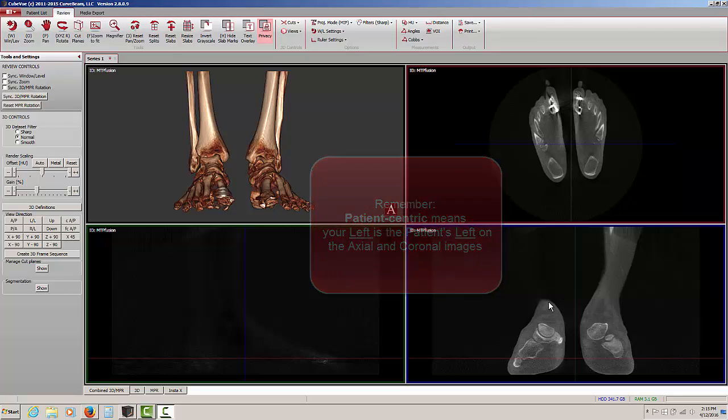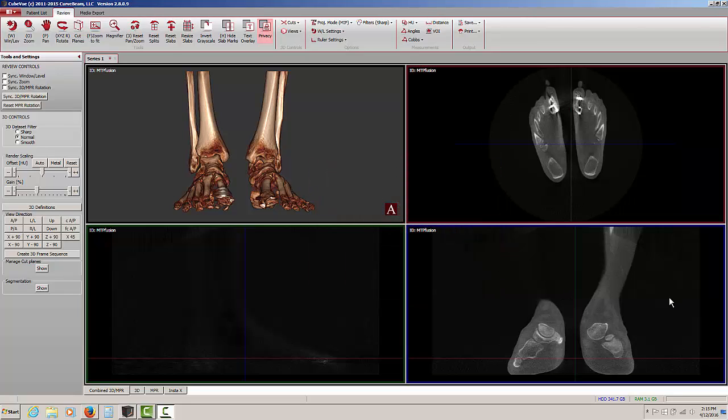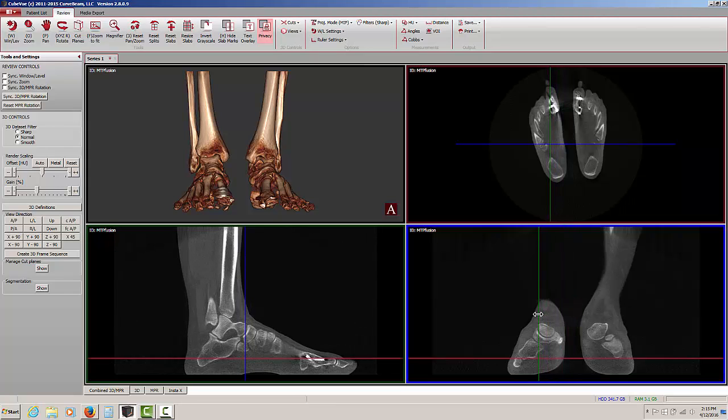Same in the coronal view. Again, if we don't see the orientation markers, left is the patient's left, right is the patient's right. So if I grab a green line and move it onto the left foot, which is the patient's left, I know I am now looking at a patient's left foot.